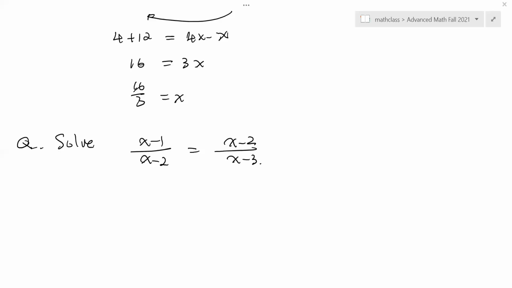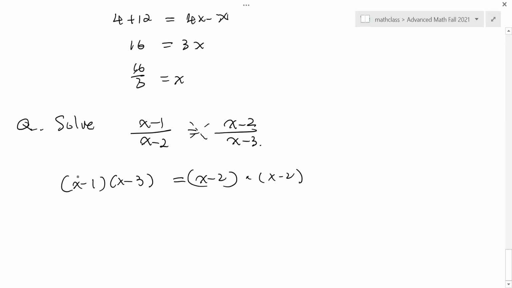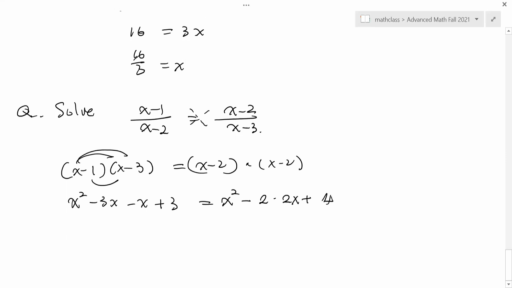And based on what we learned, right? This is equivalent to x minus 1 times x minus 3 equals x minus 2 times x minus 2, a cross product. Okay, so we're trying to simplify it. You multiply this out, you get x squared minus 3x minus x, negative 1 times negative 3, it's plus 3. So right hand side is x minus 2 squared, so x squared minus 4x plus 4. You can get this, okay?